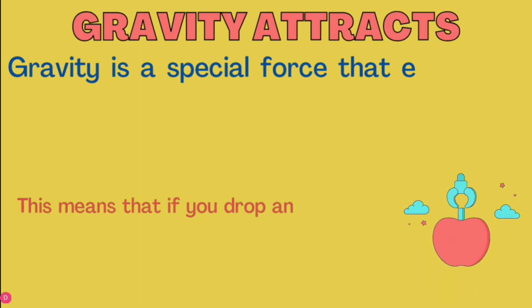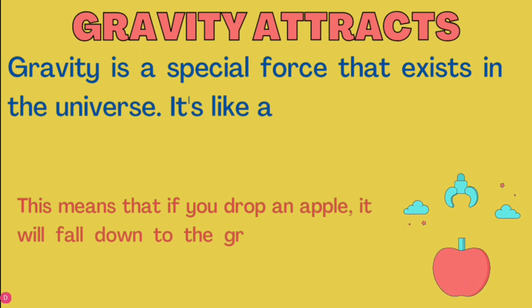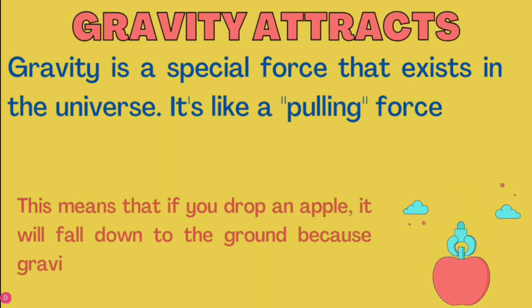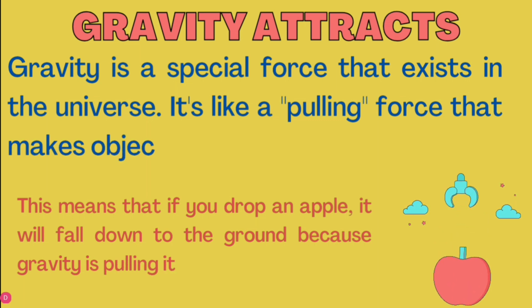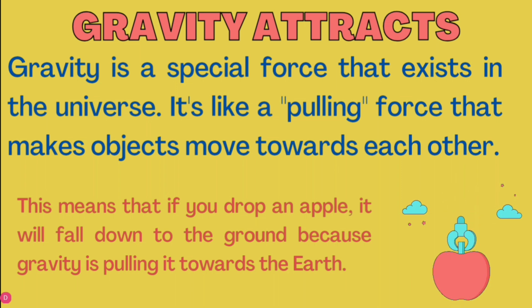Gravity attracts. Gravity is a special force that exists in the universe. It's like a pulling force that can make objects move towards each other. This means that if you drop an apple, it will fall down to the ground because gravity is pulling it towards the earth.